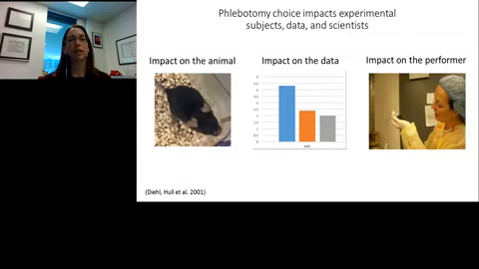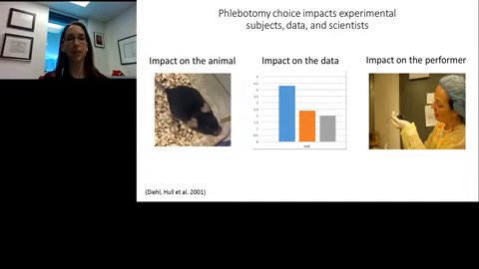So most of my talk is going to focus on the impact that the phlebotomy technique will have on the animal, but it's also important to realize that the phlebotomy method will also impact your data and potentially impact the performer. And since recommendations for phlebotomy techniques that are proposed either in working group reports, individual literature papers, or even developed in-house vary, a researcher really needs to do their own evaluation and consider the impacts that the phlebotomy method will have.